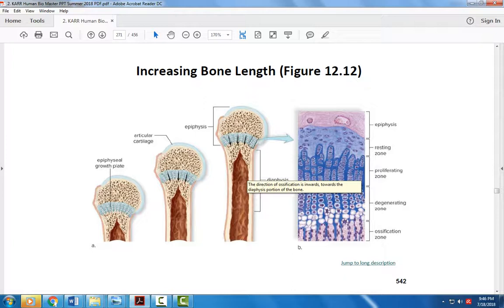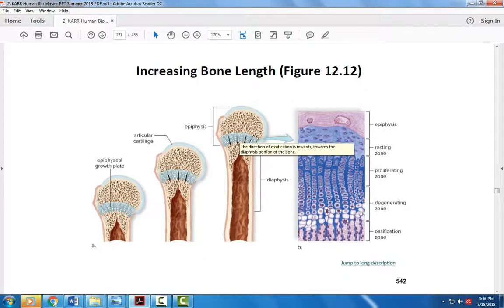So it's all about this activity at the epiphyseal plate, because once a person is done growing, this bony process, this ossification that occurs on this side, will continue until it's completely replaced by bone and there's no longer any cartilage here.